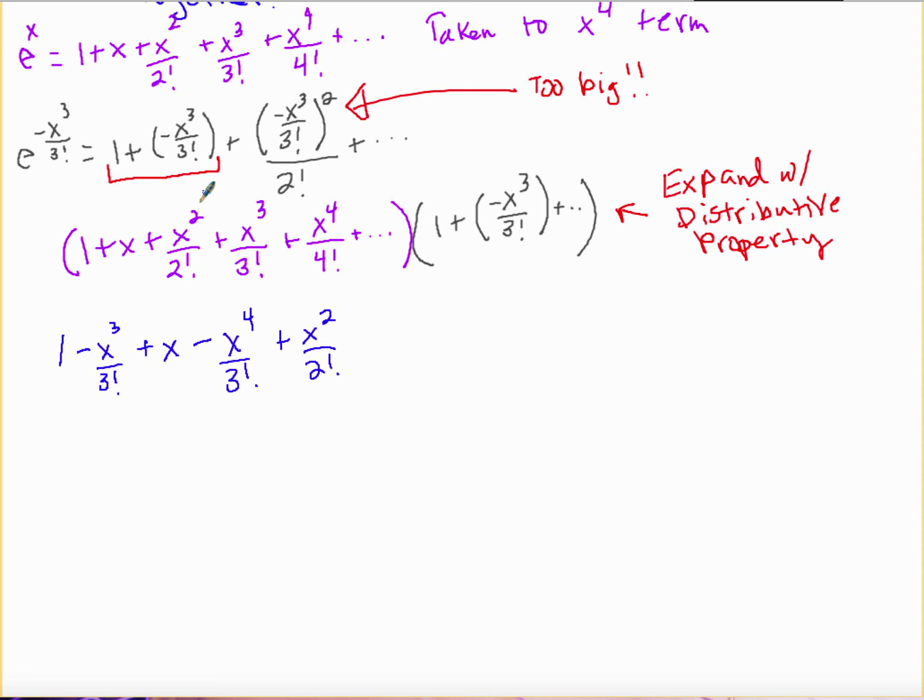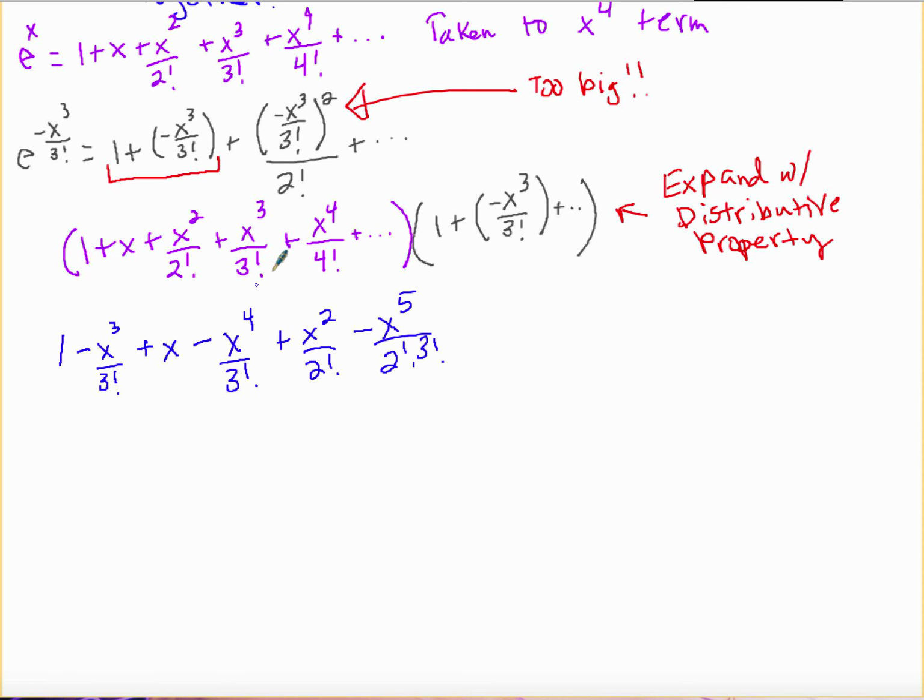Beautiful. And when we multiply x squared times 2 factorial, I'm going to get negative x to the 5th divided by 2 factorial, 3 factorial. Now, we know this is going to be too large, so you may choose to write it down or not. I'm just writing it down so you can see it, but I am going to ignore it later on because it's too large. We're only supposed to go to the x to the 4th power term.